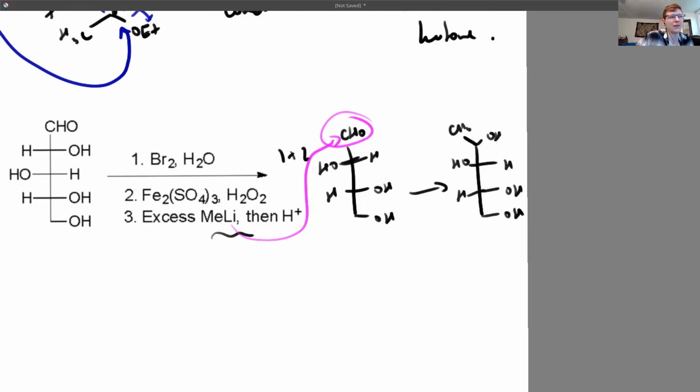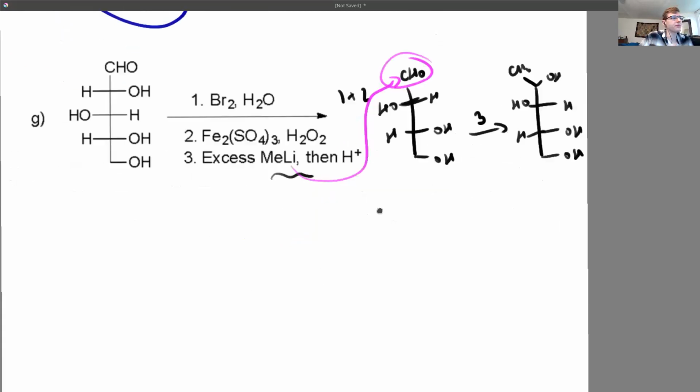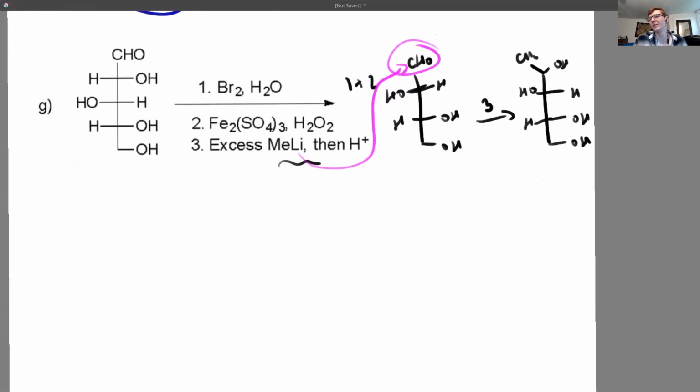If we had an acid here up at the top, like let's say we did bromine water again, just to turn it into an acid, then we would get a ketone at the end. But we didn't. Okay, good.